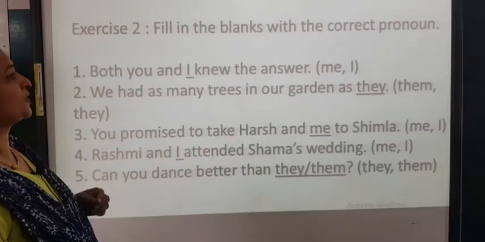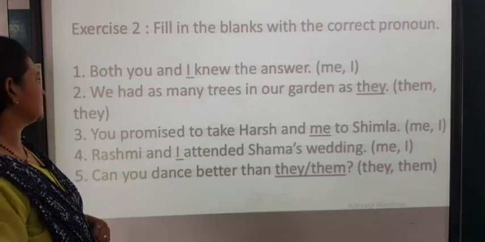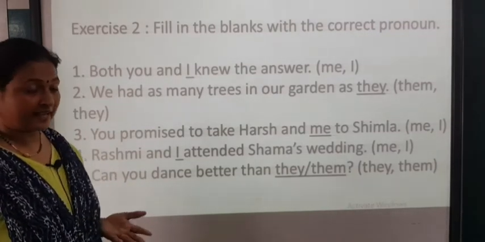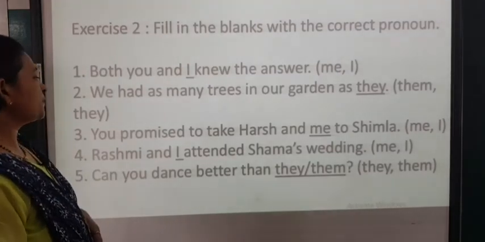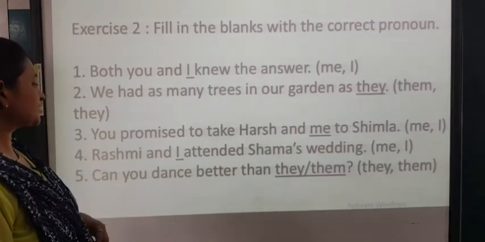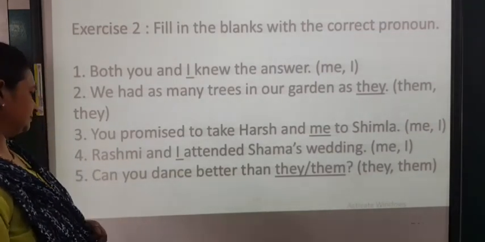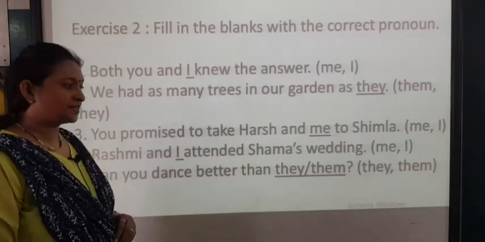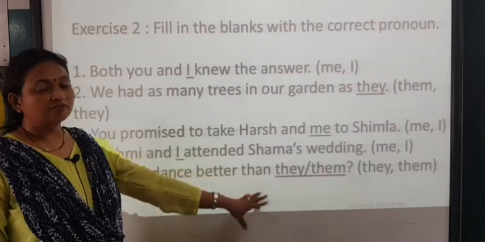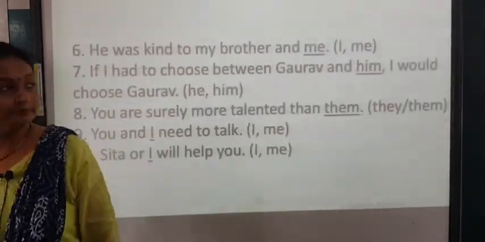Now filling the blanks with correct pronoun. Both you and I knew the answer. We had as many trees in our garden as they. You promised to take Harsh and me to Shimla. Rashmi and I attended Sharma's wedding. Can you dance better than? Than hai, so it should be they. You can write them, but they is more appropriate.